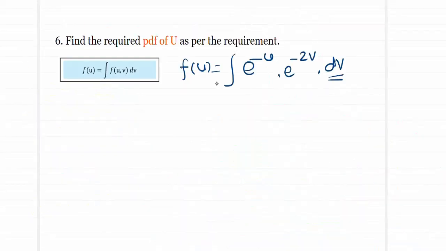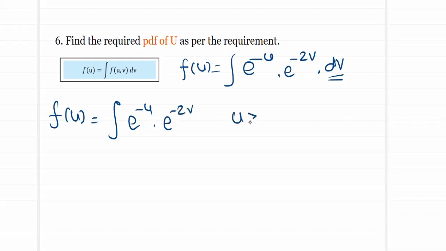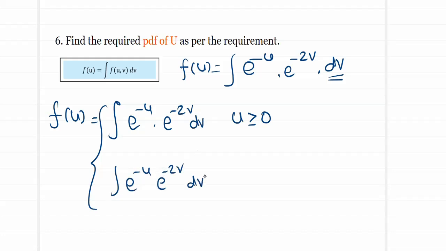So I cannot write this as one single function, but I write it as two functions: e power minus u, e power minus 2v for u greater than or equal to 0, and then e power minus u, e power minus 2v dv for u less than 0. Now let me fix the case for u greater than 0.